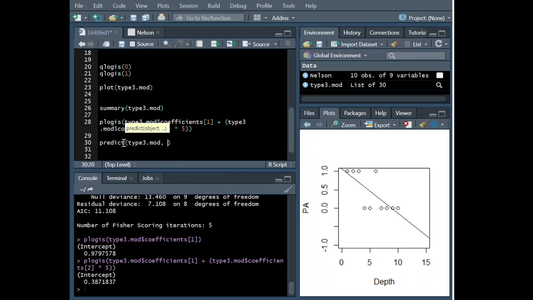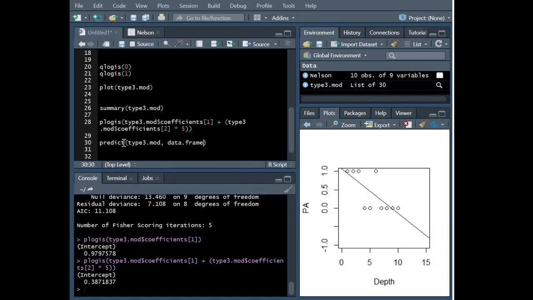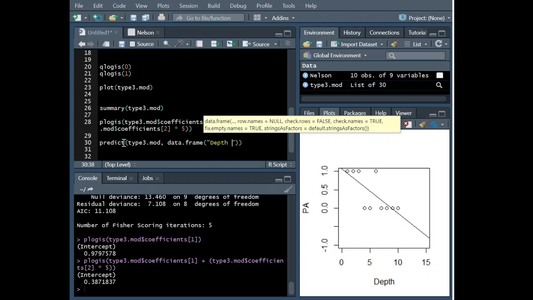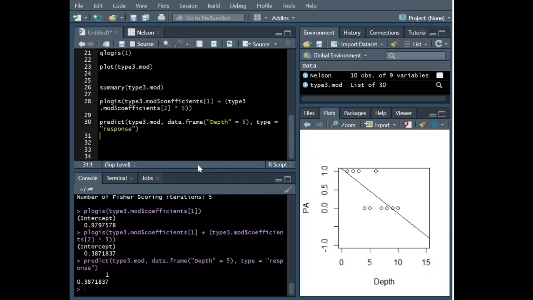Type in the type 3 model, and your newdata argument needs to be a data frame with depth, and we're trying to predict a depth of 5. So we also want it on the response scale, which is going to tell it to apply that inverse logit function to the value it's predicting. And again, we get the same thing, a 38.7% chance.